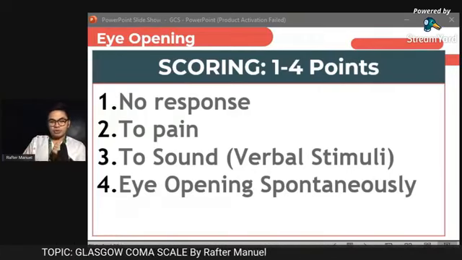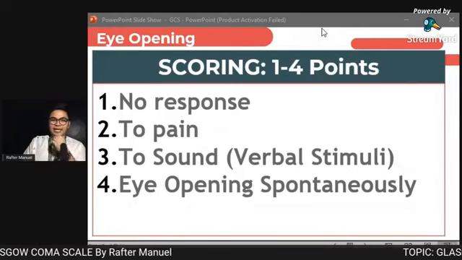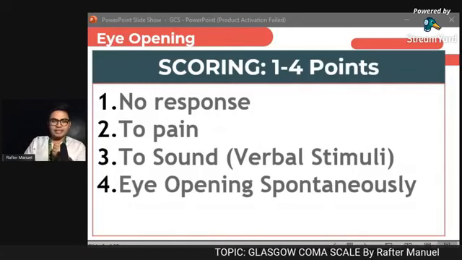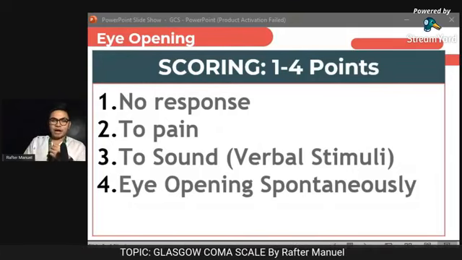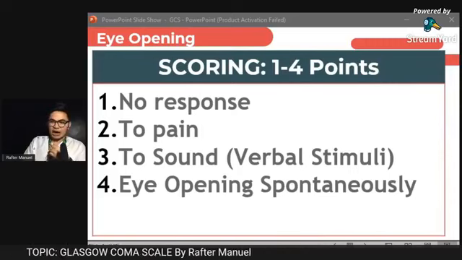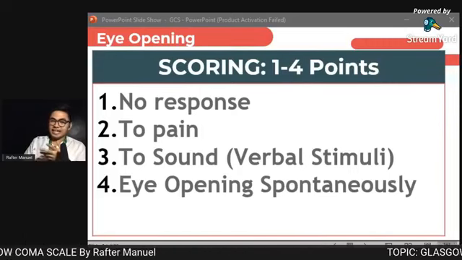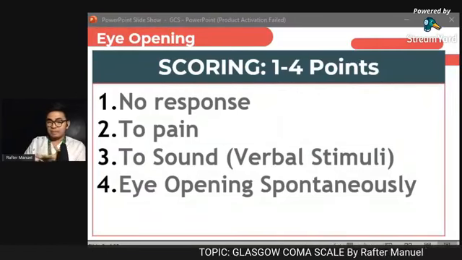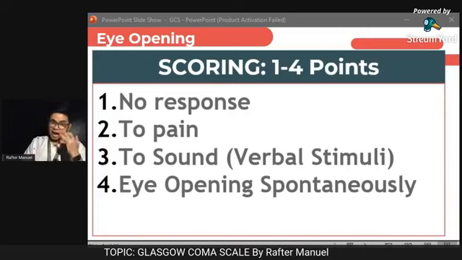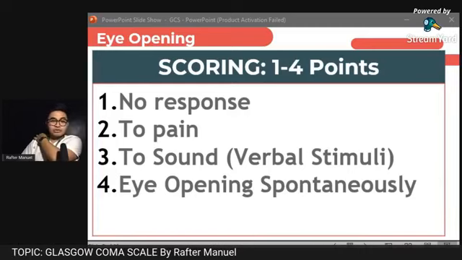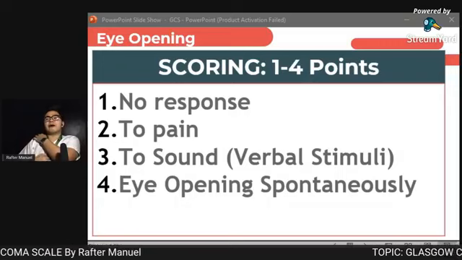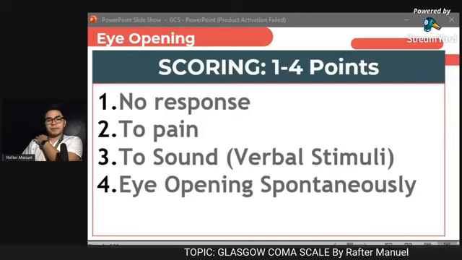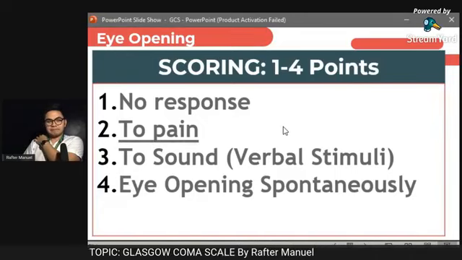Going down to point number 2, which is to pain. Okay? So for this response, you have talked to your patient rather, you have spoken loudly, loud commanding voice, and still they aren't opening their eyes. But if you apply some sort of painful stimuli, either to their eyebrow, to their trapezius, or if you give the patient a sternal rub, masakit po yun. Or wait, let me just show you my slide.